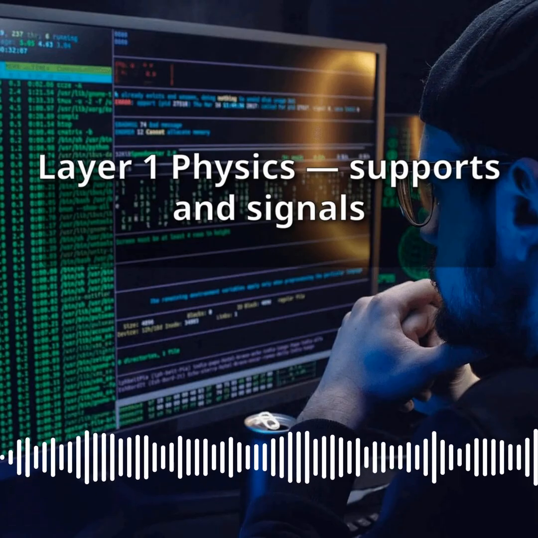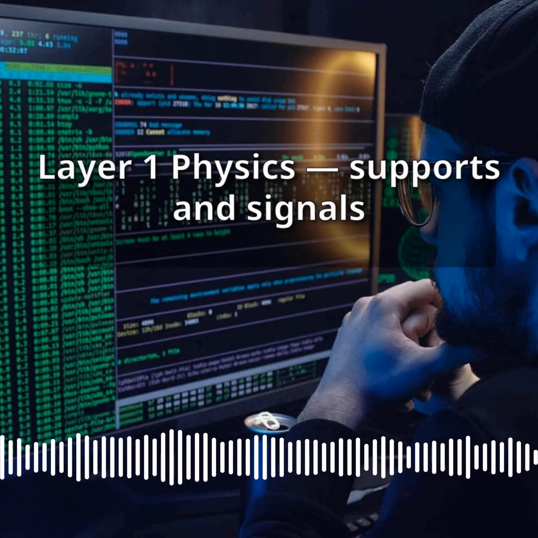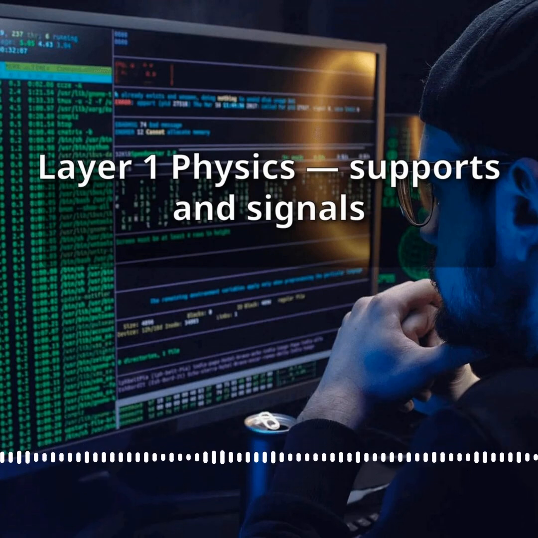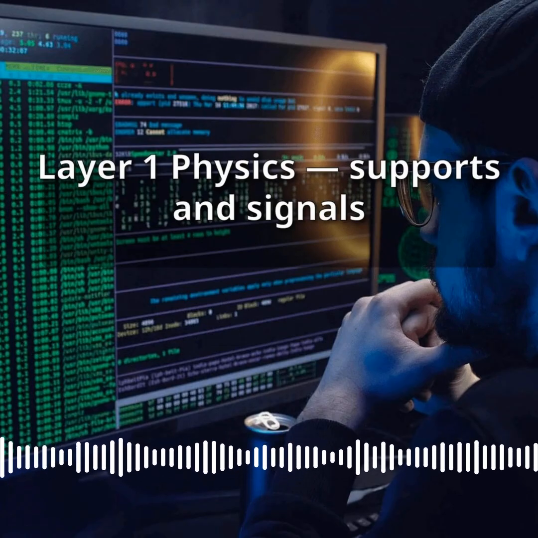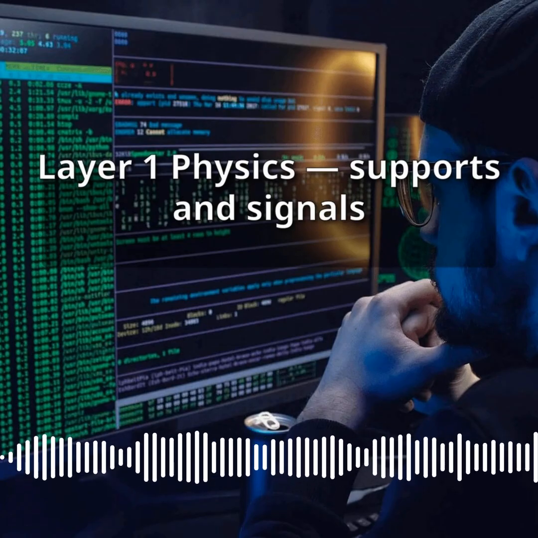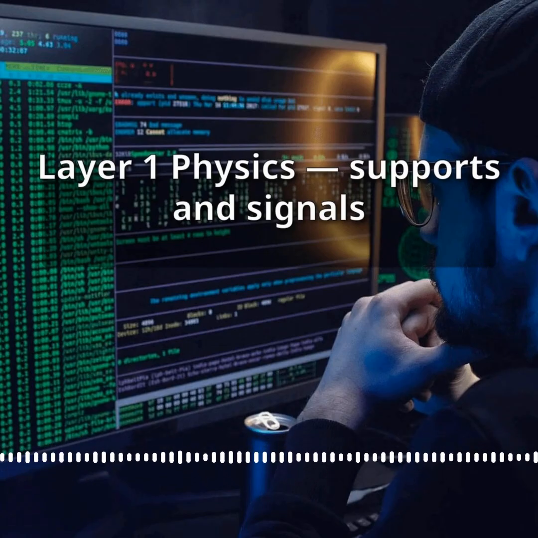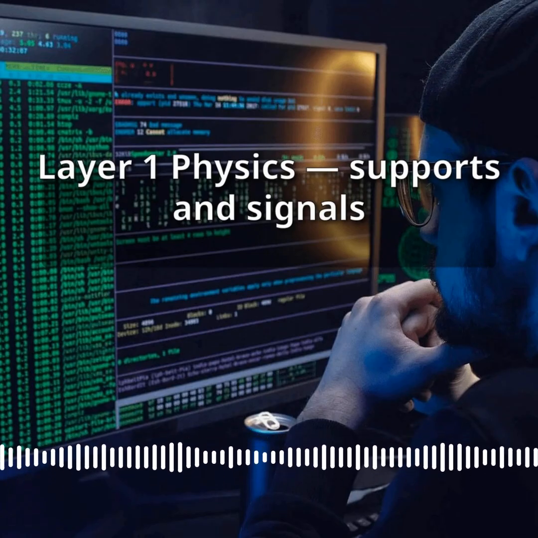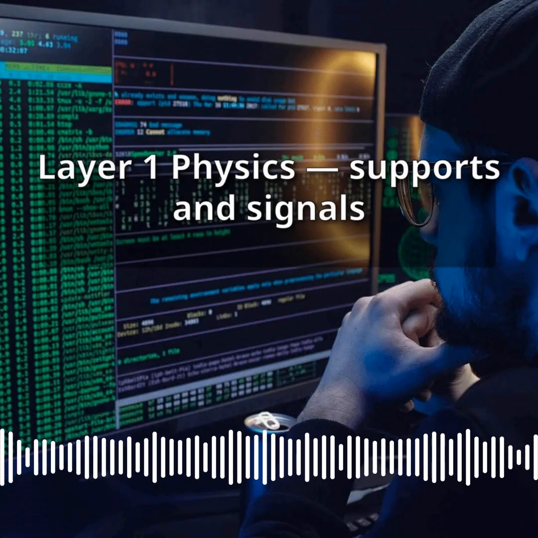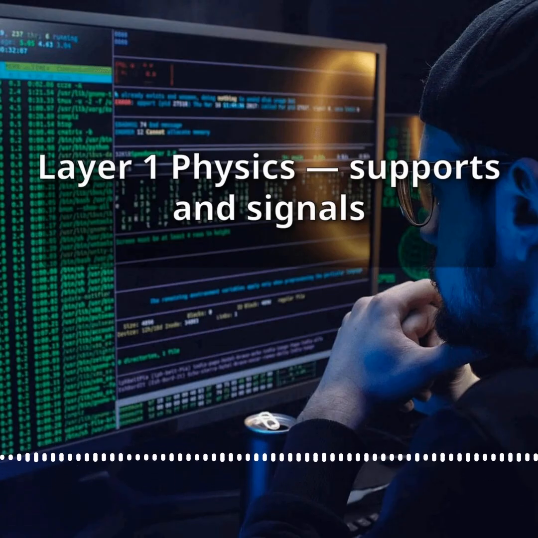As a cybersecurity and DevSecOps professional, you need to know how data physically travels because certain attacks and vulnerabilities are rooted at this level. Passive eavesdropping on unshielded cables, signal jamming on wireless networks, or physical access to network infrastructure are all Layer 1 concerns. Knowing the strengths and weaknesses of each medium helps you assess risk accurately.